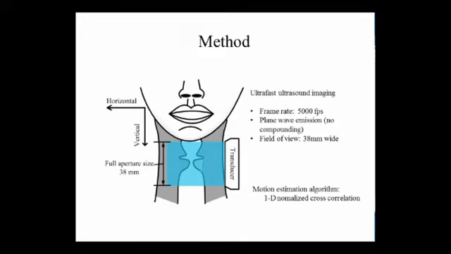No compounding is used because the vibration frequency of the larynx could be from 100 to 400 hertz, and compounding could cause image blurring. The beamformer we used here is a standard delay-and-sum beamformer, and we also want to extract the vibration waveforms of the laryngeal tissues. The motion estimation algorithm we used here is the one-dimensional normalized cross-correlation method, and that means only the displacement along the horizontal direction is obtained.